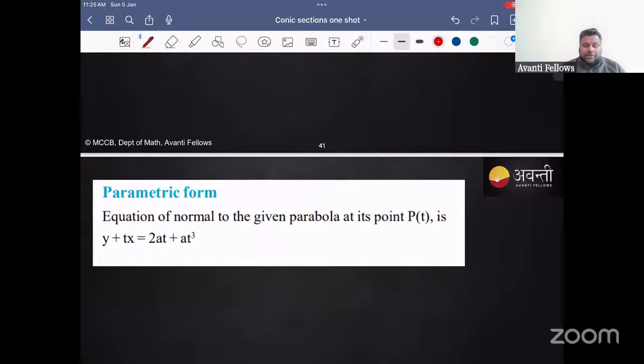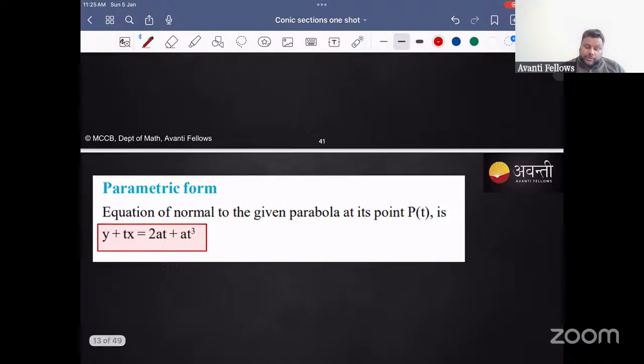Now the equation of normal in parametric form: normal at the parametric point (at square, 2at) will be perpendicular to the tangent at that parametric point. The tangent is ty equals x plus at square, and the normal will be tx plus y equals 2at plus at cube. Got it? So the equation of normal of the parabola is tx plus y equals 2at plus at cube.